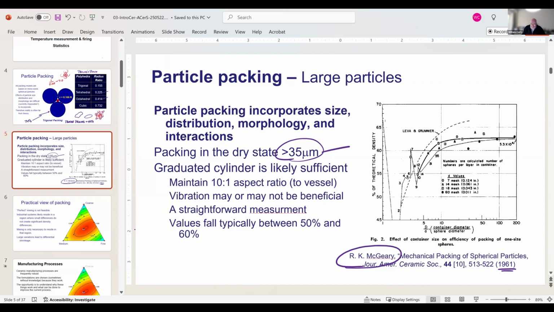You need at least 10 to 1, the diameter of the cylinder that you're measuring in versus the size of the particle that's being measured. Has to be at least 10 to 1.